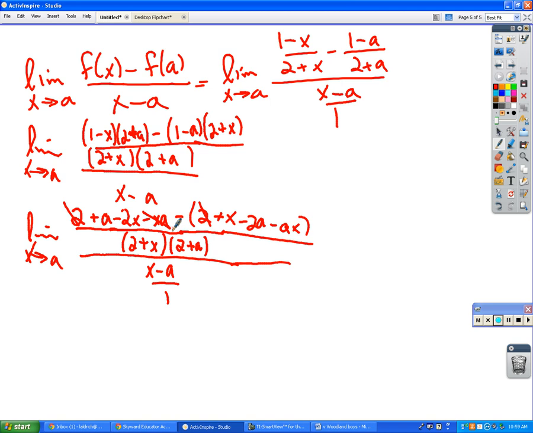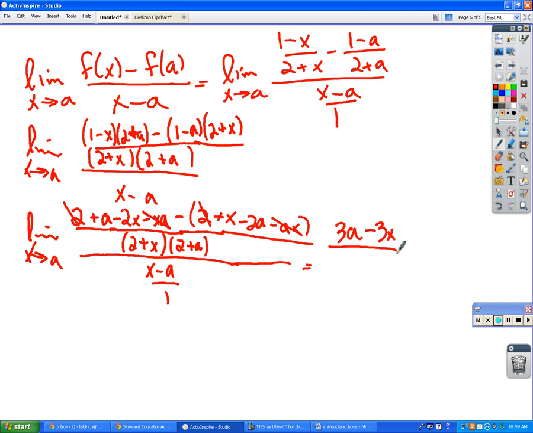The negative xa and the negative ax cancel. And that's about all we got there. So that's not a bunch of joy to the world, but we can combine some like terms here. A minus negative 2a is 3a. And then minus 2x minus another x is minus 3x.